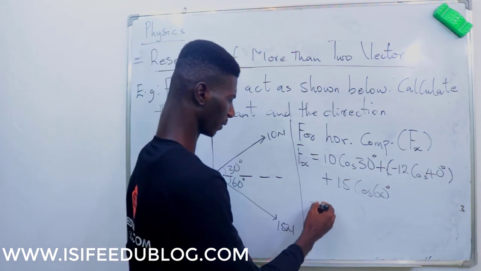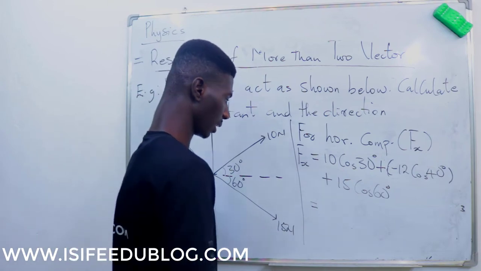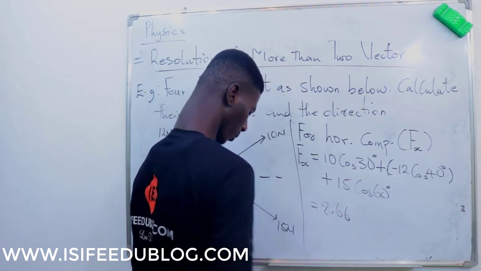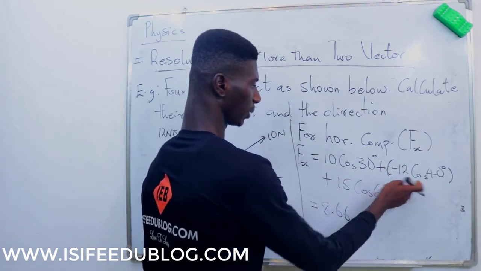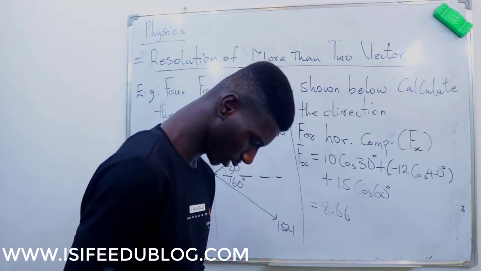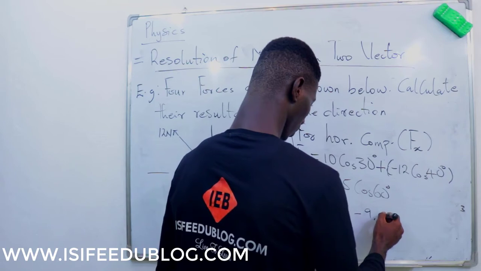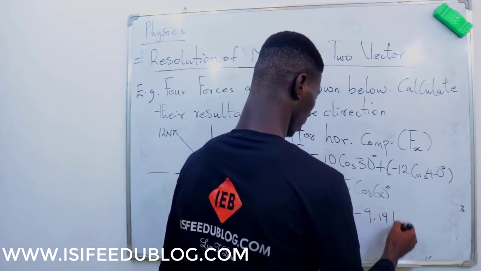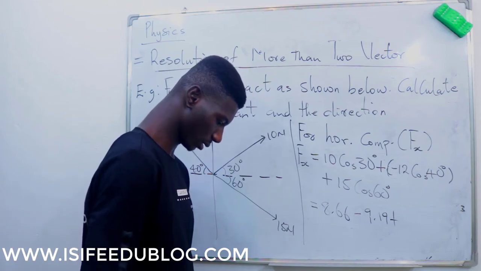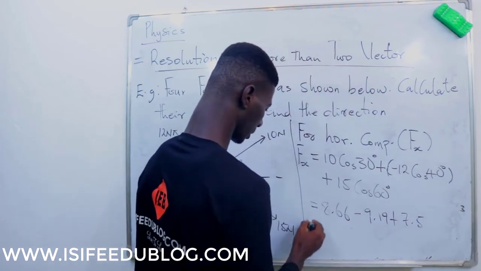Okay. What we now have is we press our calculator. So 10 cos 30 degrees will give us 8.66. I will leave my answer to 2 decimal places. 8.66 minus 12 cos 40 will give us minus 9.19 plus 15 cos 60 degrees. 15 cos 60 degrees will give us 7.5. So when we add this, we get our fx.